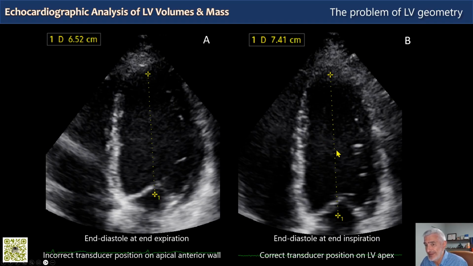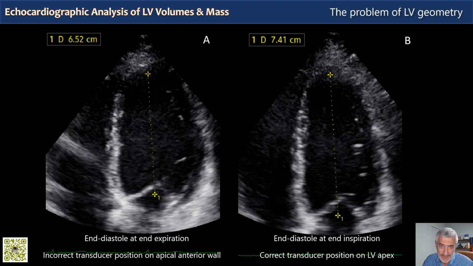In this patient, in fact, with incorrect geometry at the end of expiration, the transducer is slightly shifted toward the apical segment of the anterior wall, which results in foreshortening of the LV apex, and the long axis is shortened. Whereas in this patient, at the end of inspiration, what happens is that the left lung, instead of covering the left ventricle, shifts it so that it can actually be seen better.